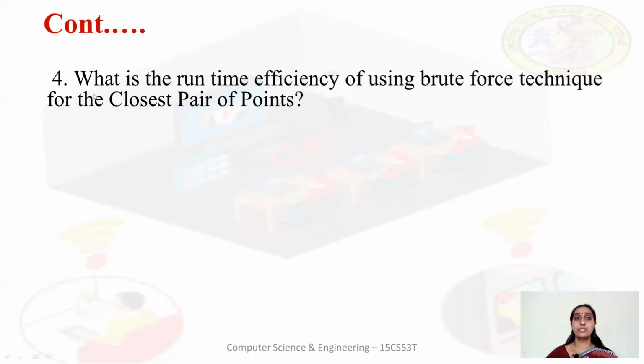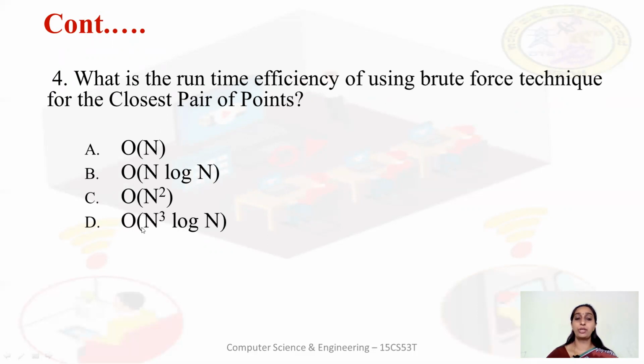So next question is, what is the runtime efficiency of using brute force technique for the closest pair of points? Okay, so what is the time efficiency? So whether it is big O of n, big O of n log n, big O of n square, or big O of n cube log n. Yes, exactly, the answer is big O of n square.